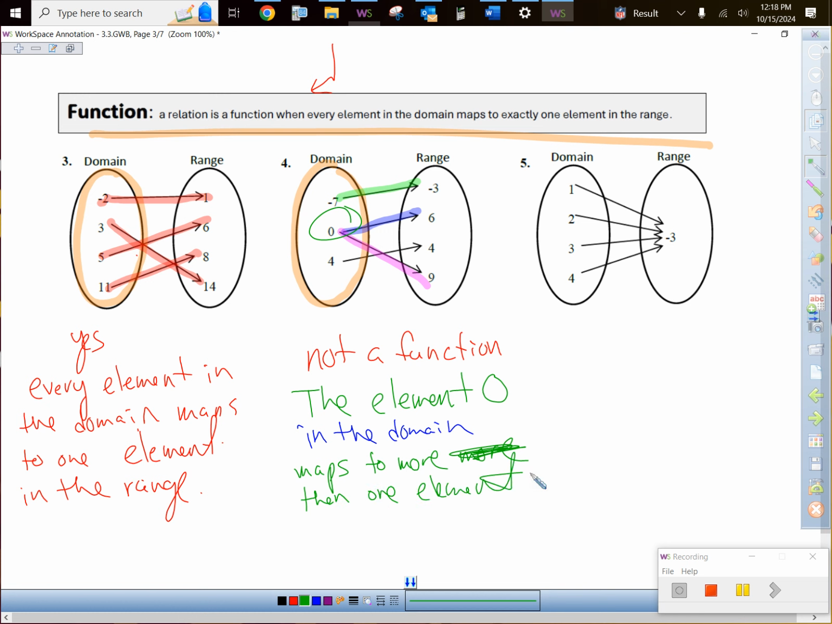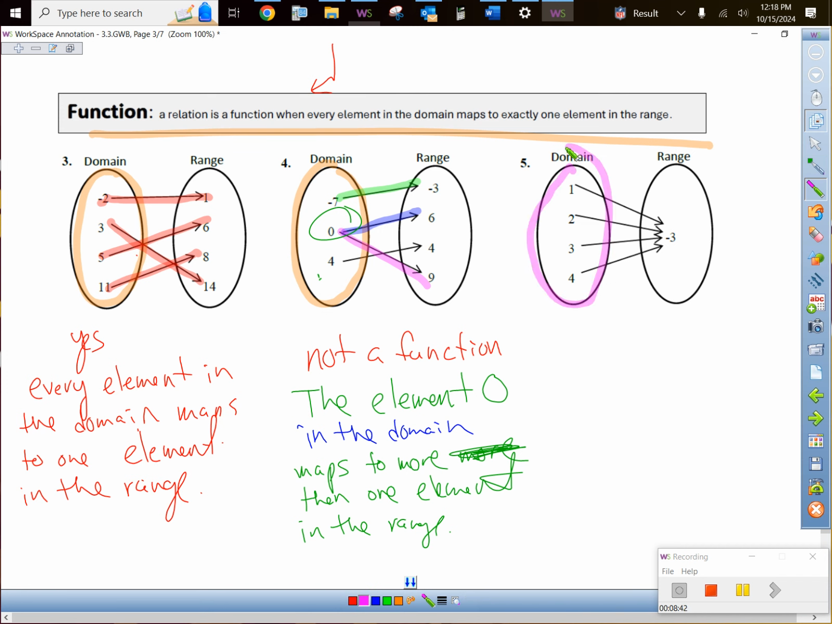The element 0 in the domain maps to more than one element in the range. It's only 2 examples, but the moral of the story is, in the domain bubble, you can only have one arrowhead coming off of you. And here's the weirdest one of them all, the hard guy.